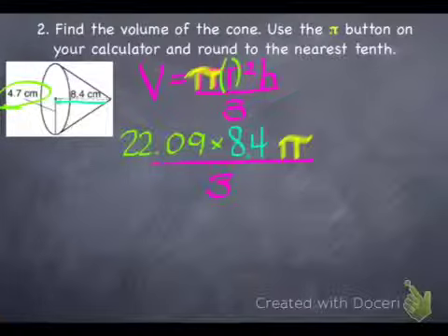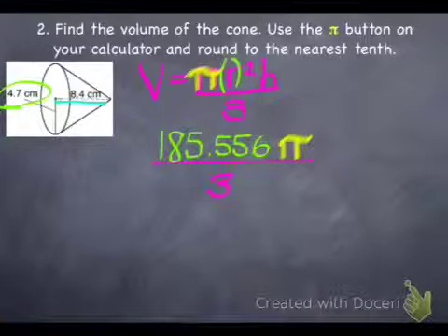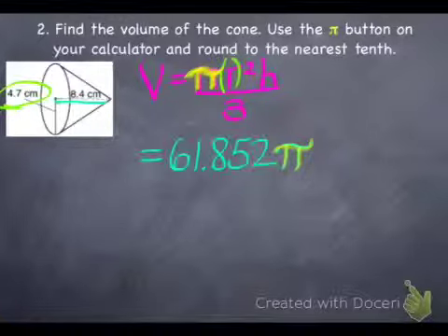Okay, 4.7 times 4.7 is 22.09. Next I'm going to do 22.09 times 8.4. Okay, this is starting to get a little crazy. I got 185.556, and I don't want to drop any decimals yet because I don't want to do any rounding until the end. And now I'm going to divide that number by 3 before I do my multiplication. So I still haven't dropped any decimals. I ended up getting 61.852, and then we're still going to multiply this now.